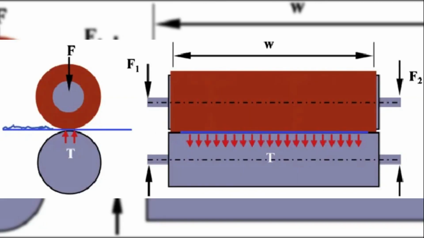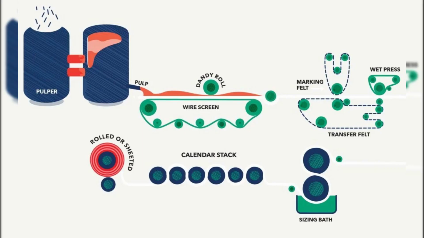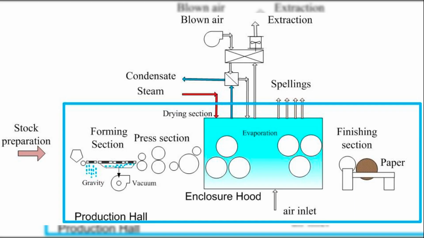From the forming section, the material enters the press section, where it passes through a series of rollers that apply pressure and mechanically remove more water, increasing fiber bonding and improving sheet strength. Even after pressing, the paper still contains a significant amount of moisture, so it must be further dried. This takes place in the drying section, where the paper travels over a series of heated cylinders, and controlled evaporation removes the remaining water while maintaining dimensional stability.